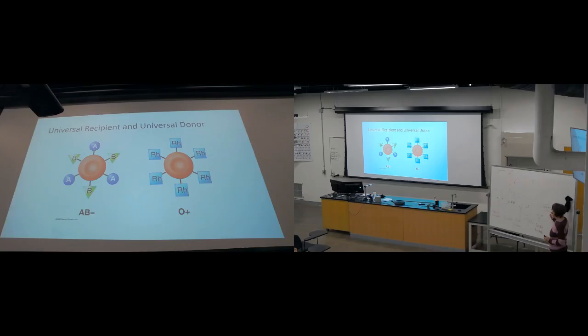So this one can have the 3 antibodies, and AB positive will not have any of these antibodies. So universal donor, universal recipient. Is it pretty rare? Yes. And Rh negative in general is rarer than positive.